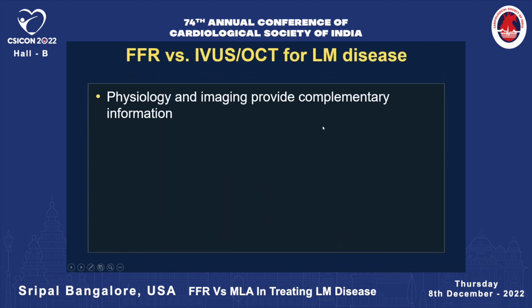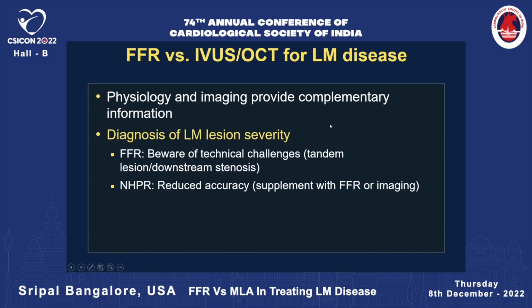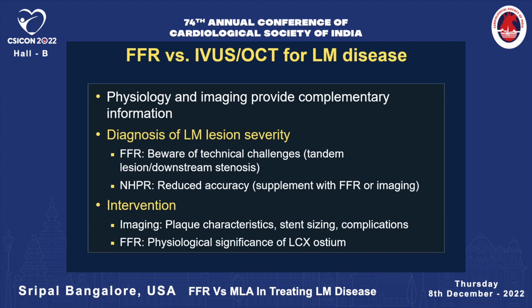So just to summarize, FFR and physiology imaging provide complementary information for evaluation of left main disease. If you're looking for diagnosis with FFR, beware of technical challenges, tandem lesions, and downstream stenosis. With non-hyperemic pressure ratio, there is reduced accuracy as we discussed. If you're doing intervention, in my books, it's absolutely necessary to do 100% imaging guidance, especially for left main disease. It helps with plaque characterization, stent sizing, complications, and also you can evaluate the physiological significance of the circumflex ostium.